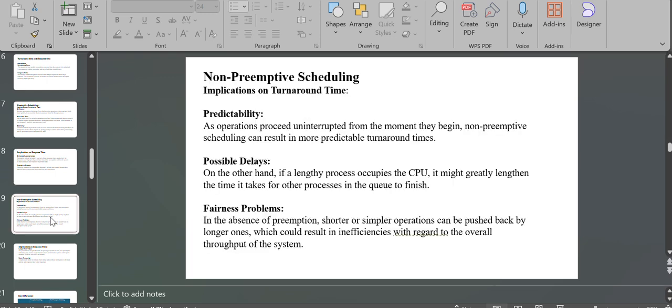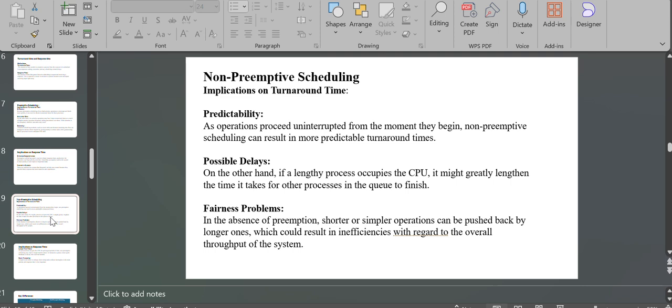In non-preemptive scheduling, implications on turnaround time: predictability. As the operations proceed uninterrupted from the moment they start, non-preemptive scheduling can result in more predictable turnaround time. Possible delays: on the other hand, if a lengthy process occupies the CPU, it might greatly lengthen the time it takes for other processes in the queue to finish.